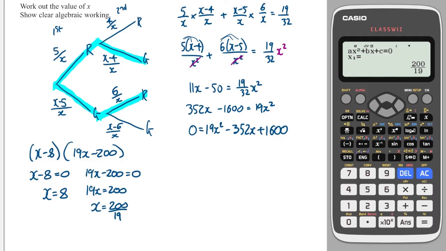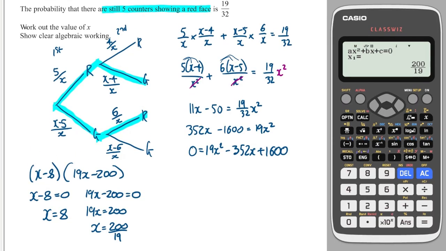And now what we need to do is select the correct answer, because it does say work out the value of x, not values. And we will reject this one because there must be an integer number of counters on the table.